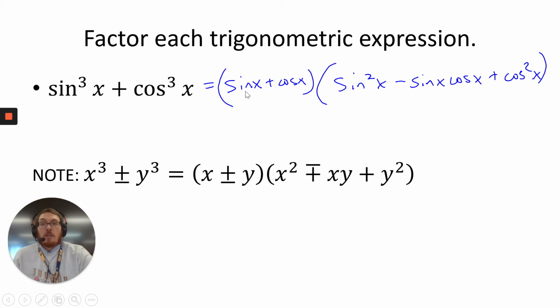Sine to the third plus cosine to the third. X and y in this case are just sine and cosine. Sine squared minus the two together, and then plus cosine squared. You're just going to have to make sure you realize which one is first and which part is plus and minus. And again, looking that up online and having an example written out might be helpful, or this note here at the bottom of the screen.